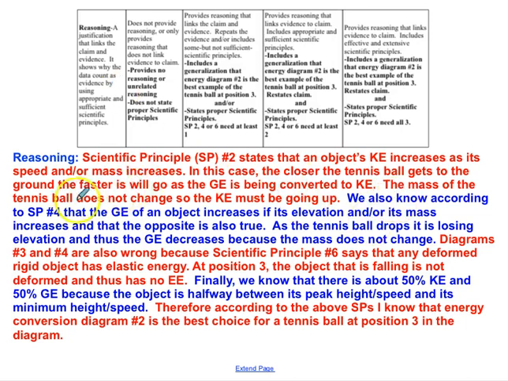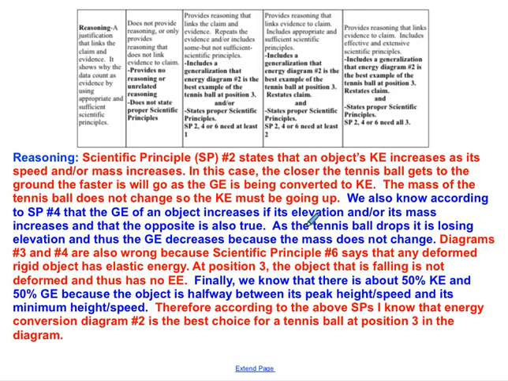We also know, according to scientific principle number 4, that the GE of an object increases as its elevation and or its mass increases, and that the opposite is also true. As the tennis ball drops, it is losing elevation, and thus the GE decreases because the mass does not change. Again, do you see how I write out the scientific principle? And I explain how this scientific principle ties my evidence to my claim.